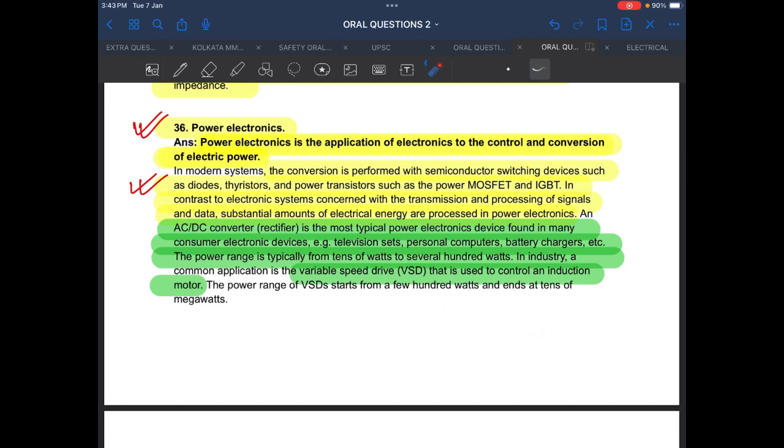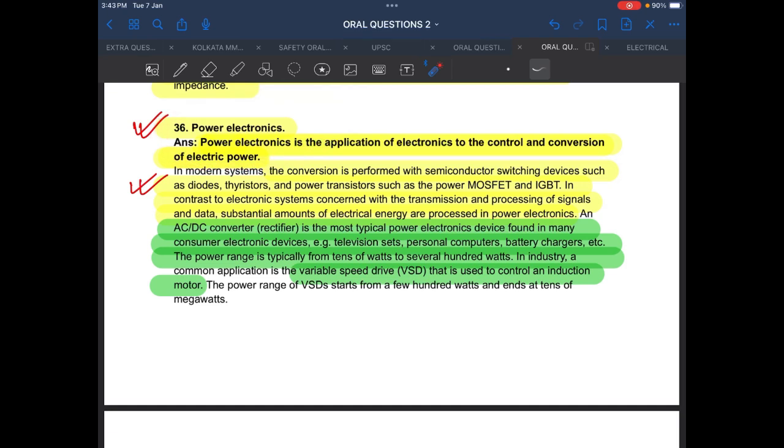So the conversion is performed by the semiconductor. In power electronics we are using devices like the power transistor, power MOSFET, and IGBTs. I will explain everything one by one: MOSFET, IGBT, transistor, what are all these things. Power electronics is a branch of electronics that deals with high voltage and high current, and with the help of power transistors, MOSFETs and IGBTs, we make a power electronic system.